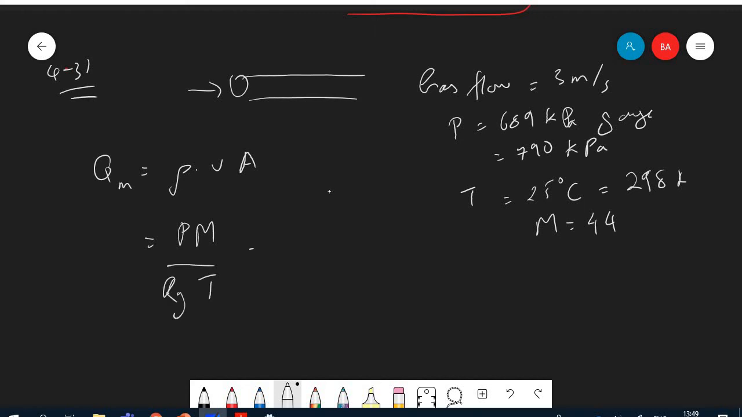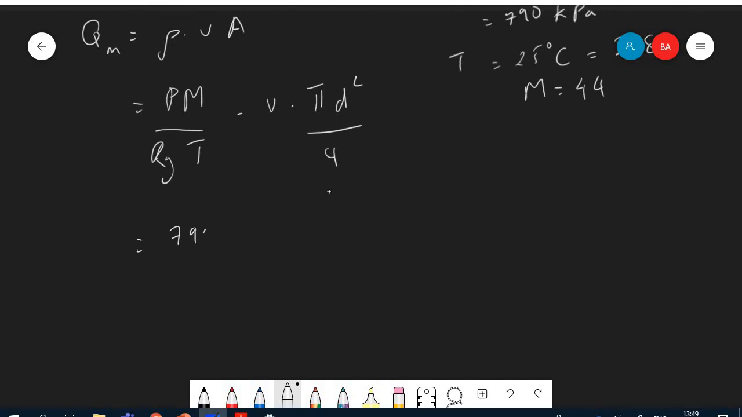It's Pm over RT, multiplied by the velocity and the area, which is pi d squared over 4. Substituting, you'll get 790 times 44, the molecular weight, divided by the universal constant, 8.3143, times 298 Kelvin, times the velocity given to us as 3 meters per second, and then pi d squared over 4, where pi is 3.14. So 3.14 times d squared over 4.